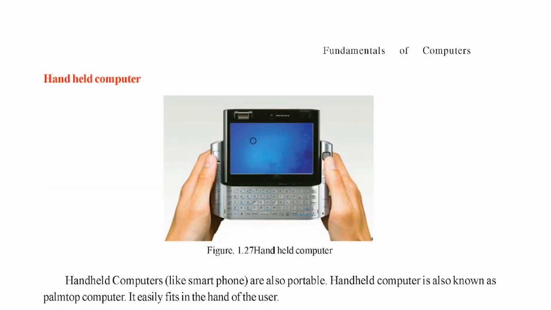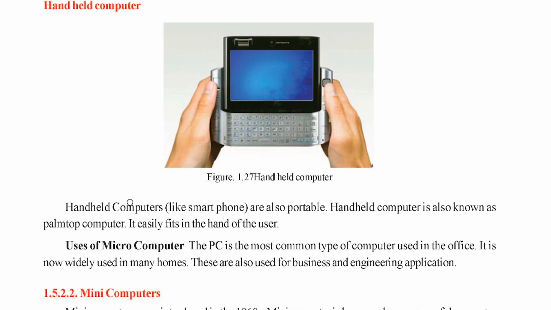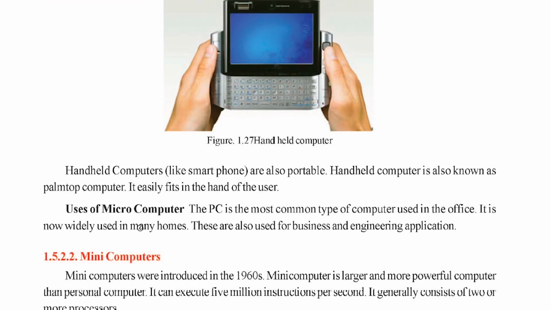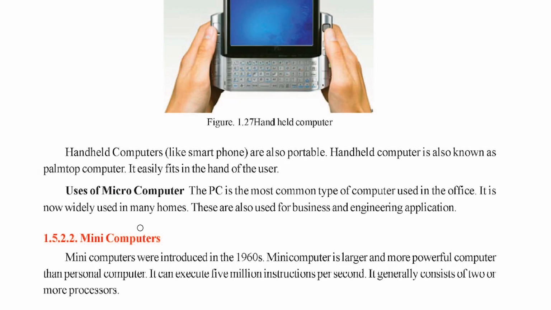Next we have handheld computers like smartphones. Handheld computers like a smartphone are also portable. Nowadays you are using high-end mobiles, an example of handheld computers or smartphones. Handheld computers are also known as palmtop computers because they easily fit on the hand of the user. It's the size of the palm. It can easily be operated while keeping it on the palm. That's why it's also called a palmtop computer. The uses of microcomputers are in both desktop computers and portable computers.